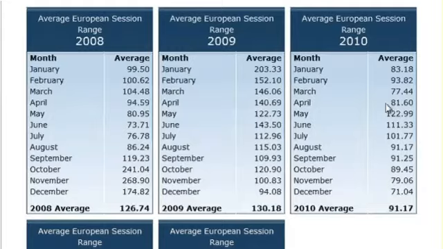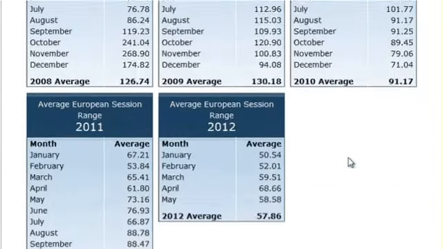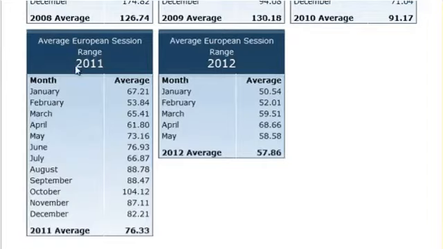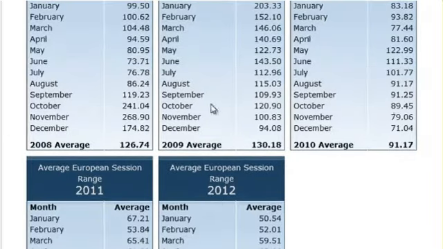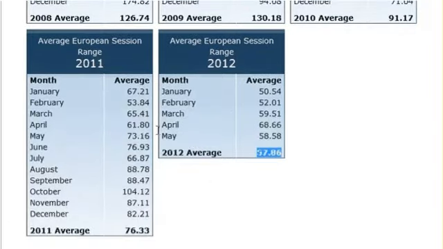2010, we can see the average session range is coming down. 2011, down even more, 76 pips. 2012, this is the golden opportunity, folks. Right now, 57 pips. This is big stuff. A gradual change. 2008, 126 pips. 2012, 57 pips, all the way up to the end of May.